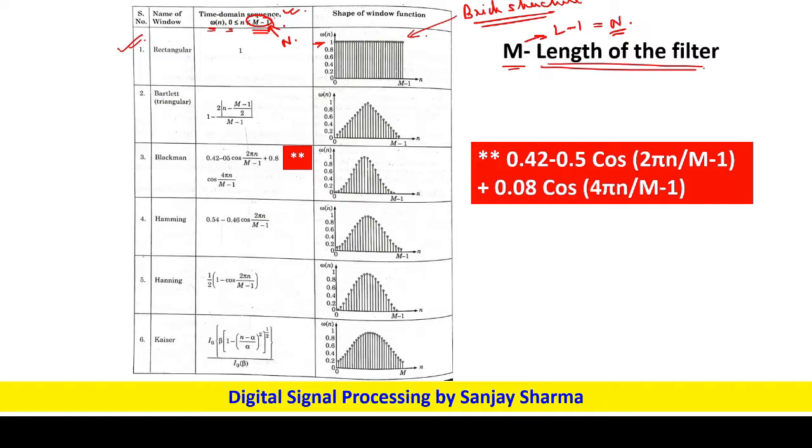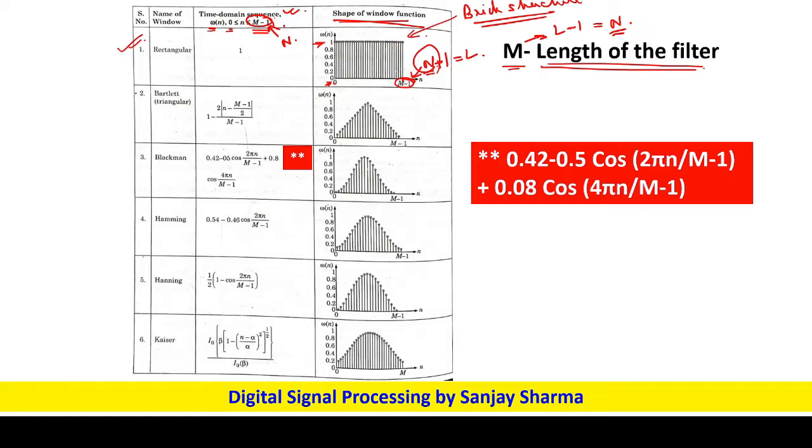Now, the shape of the window function has a value of 1 from 0 to M minus 1. So this M minus 1 is basically the order of the filter, capital N. So from 0 to capital N, we will be having values of 1.